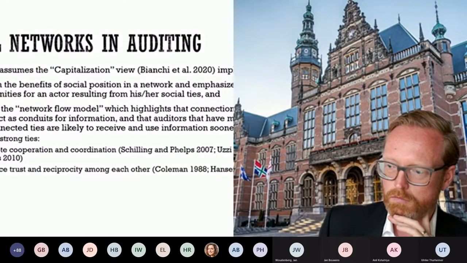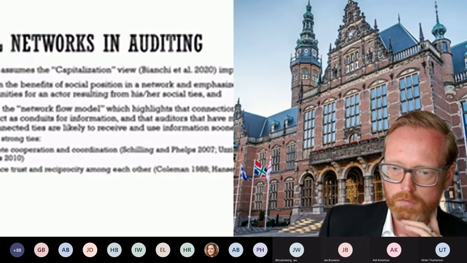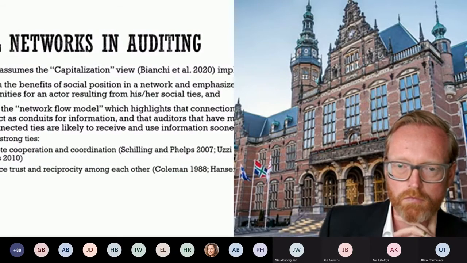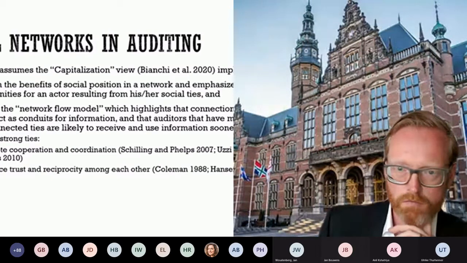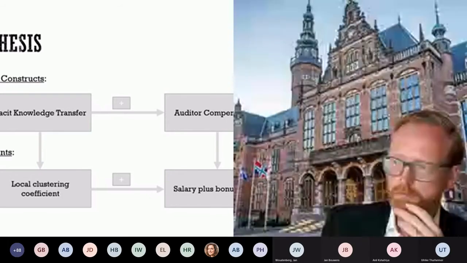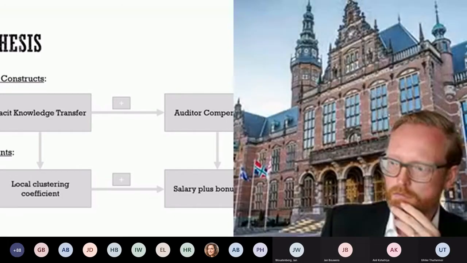And I think also when you look at this element, we see social networks as a representation of the network flow model, meaning that certain individuals in a network possess certain knowledge and they can stimulate coordination and cooperation. And basically our main hypothesis is that the greater the tacit knowledge transfer by a certain auditor, the higher his or her compensation.